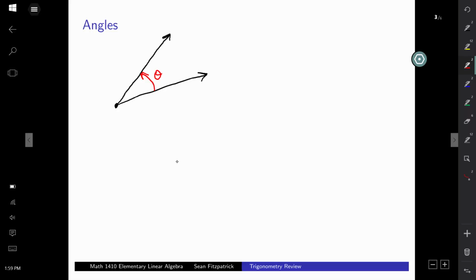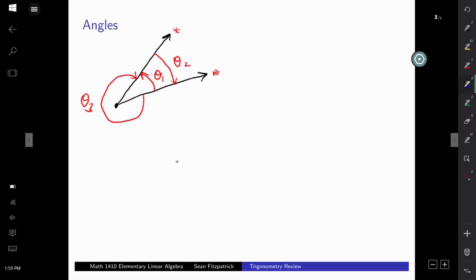There's nothing stopping me from measuring the angle this way. Maybe that's theta 1, that's theta 2, right? I could have gone in the other direction. I could have chosen, instead of measuring counterclockwise from this guy to this guy, I could have gone the other way around. I could have decided to measure like so. That would define some other angle, let's say theta 3.